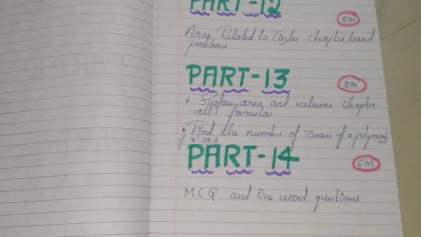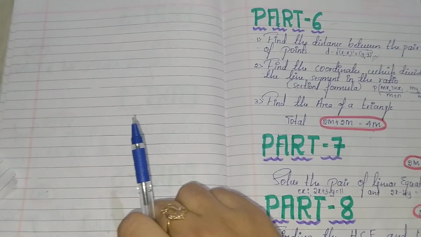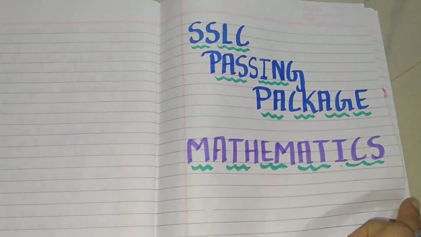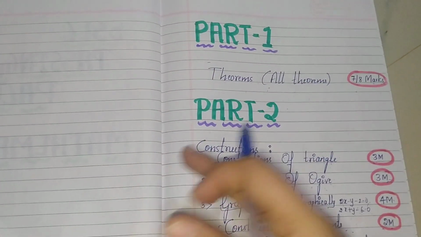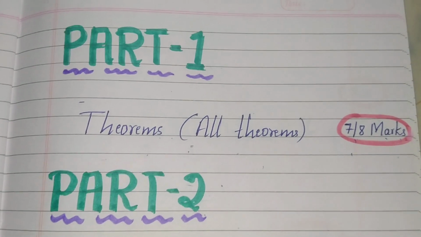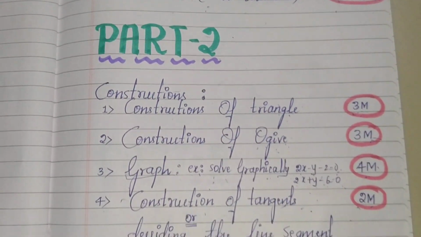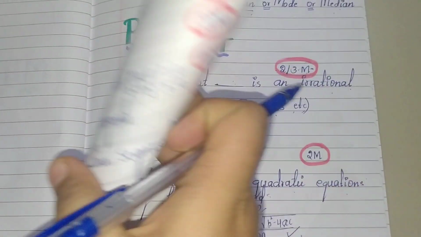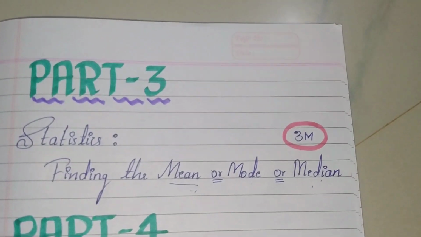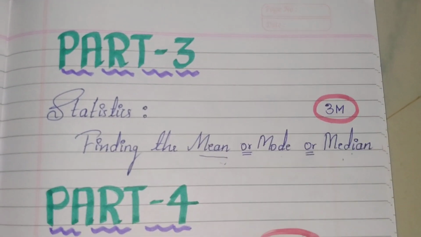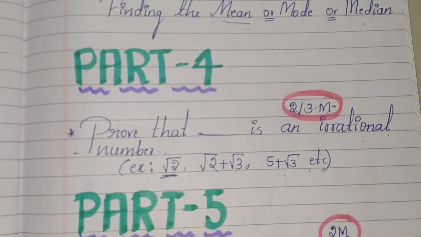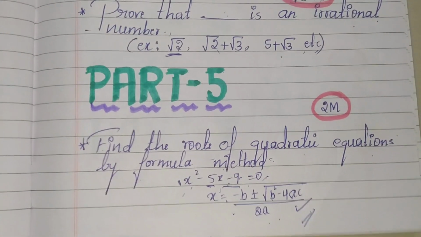Totally, what I have given, just take a glance once again at this. You can note down: SSLC passing package mathematics. From part 1 you can see all theorems. Part 2, constructions, total 12 marks. Next is part 3, finding the mean, median, mode. Part 4, prove that it is an irrational number. Part 5, you can see, note down.